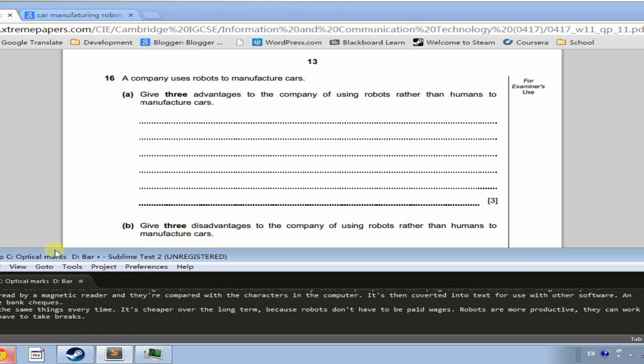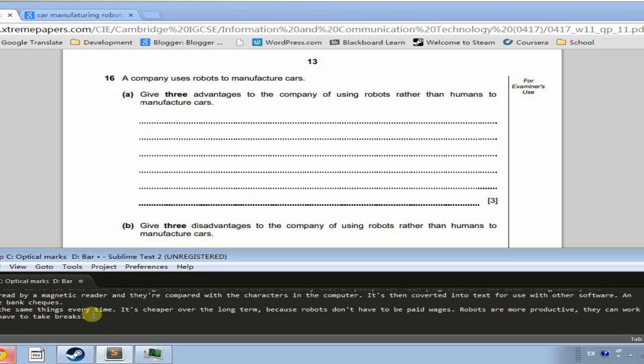they don't have to take breaks. At least they might have to stop for maintenance, but not the kind of regular breaks that humans take. They're not going to have to disappear for hours on end or days before coming back. So the robots are always going to be there, and they're always going to be working.